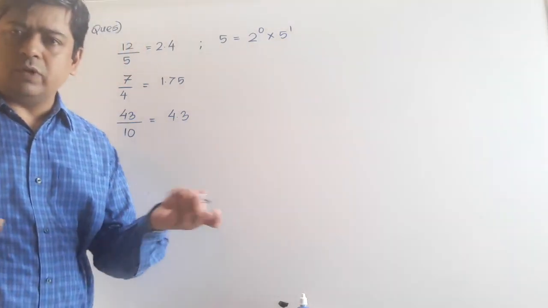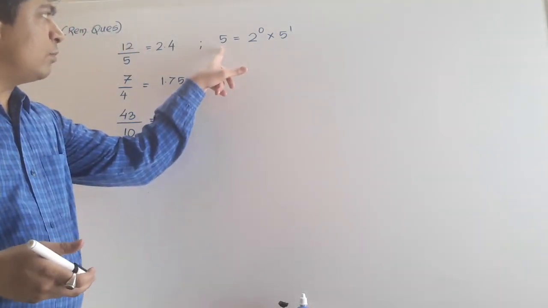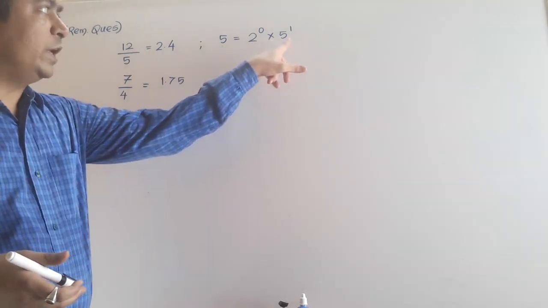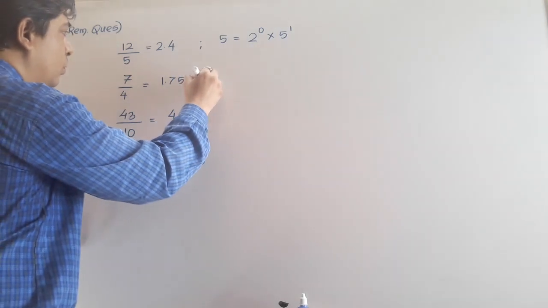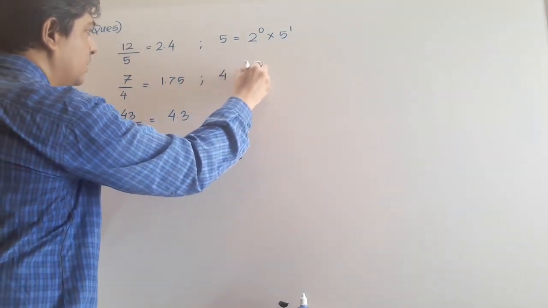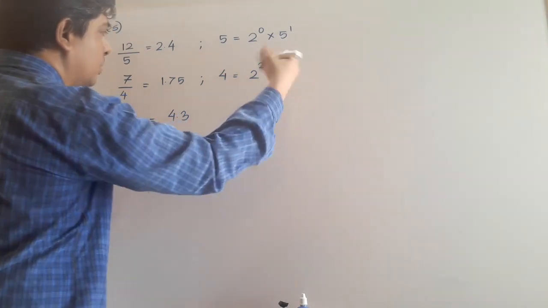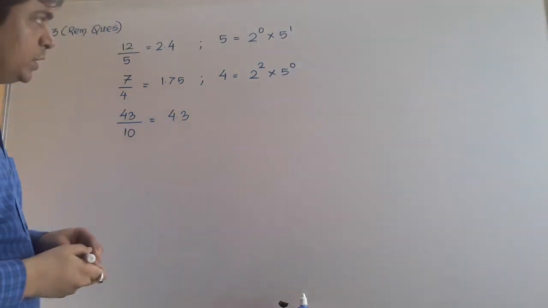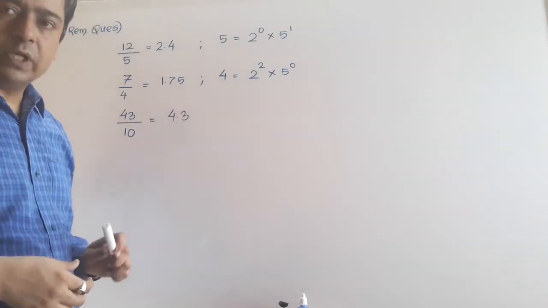2 to the power 0 will be equal to 1 only, right? So I can say it is in the form of 2 to the power 0 into 5 to the power 1. Similarly, 4 I can say it is in the form of 2 to the power 2 into 5 to the power 0, because 5 to the power 0 is 1, and 2 to the power 2 will become 4. So again 4 will come.